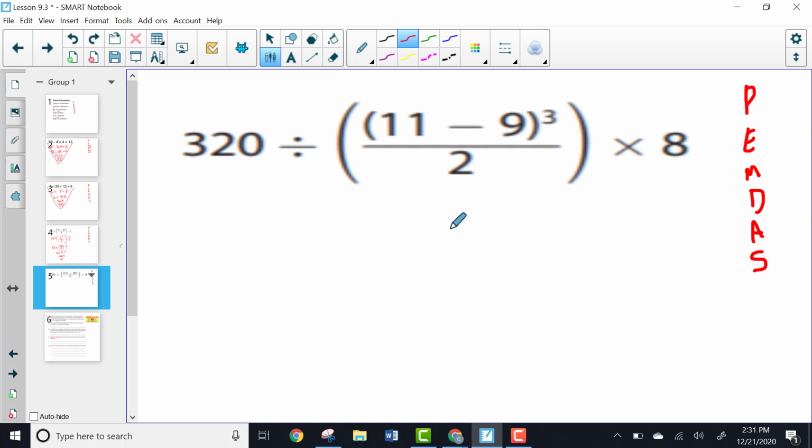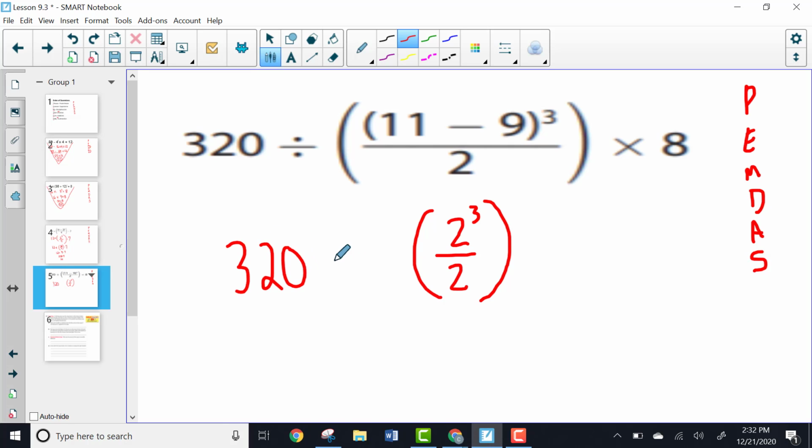11 minus 9, that's going to give me 2. Okay, it's going to be 2 over 2 to the power of 3. Remember, I have my big parentheses here still first. Not done with that yet. So I have 320. And again, giving yourself space is really important as well. Don't forget about that. Staying nice, neat, and organized is really important with this.